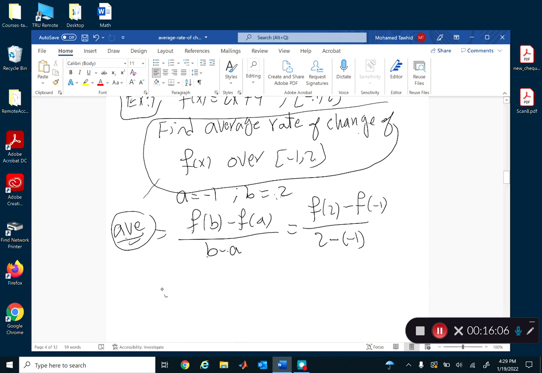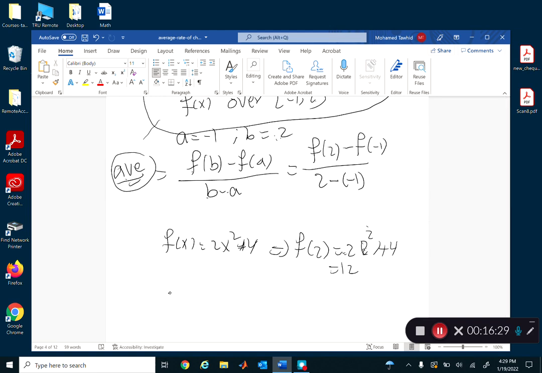What is your f of x given here? Your f of x is given by 2x squared plus 4. Go ahead and find f of 2. Just replace x by 2. You get 2 times 2 squared plus 4. If I simplify, 4 multiplied by 2 is 8, plus 4, you get 12. Is that correct?